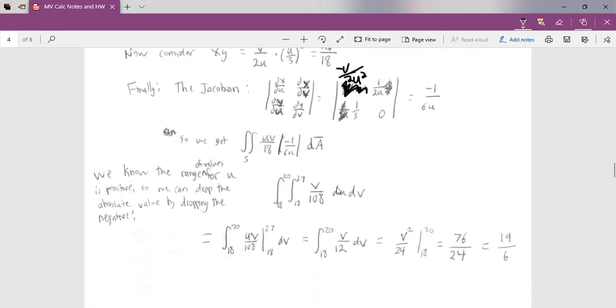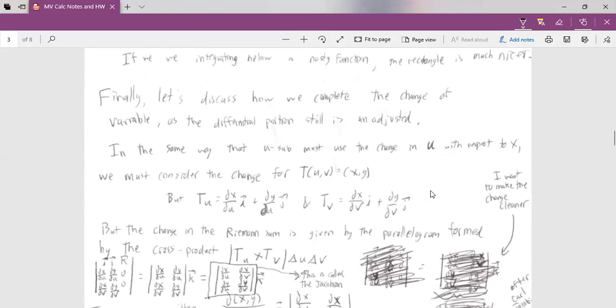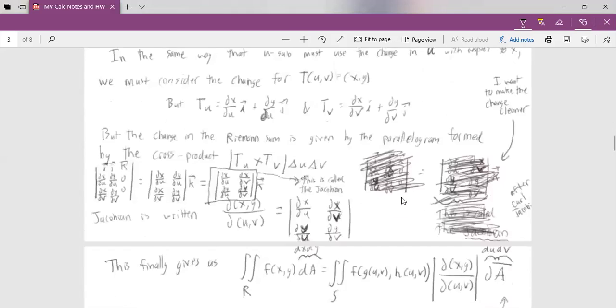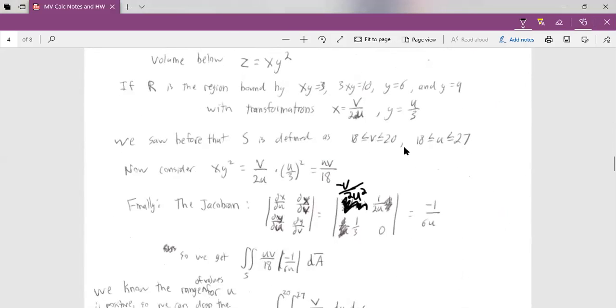And here, what we end up having happen is we say, all right, this negative 1 over 6u just becomes 1 over 6u because we know that the range of values for u is positive. So we can drop the absolute value by dropping the negative. So we get the integral from 18 to 20 for v, integral from 18 to 27 for u. If you go back up here, you can remind yourself that that's the triangle we're working with, right? V was between 18 and 20, u was between 18 and 27. Oh, I wrote it again here, my bad.